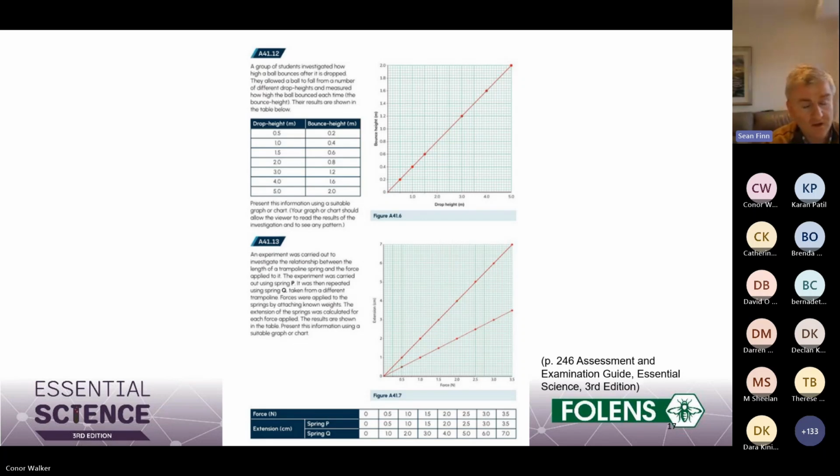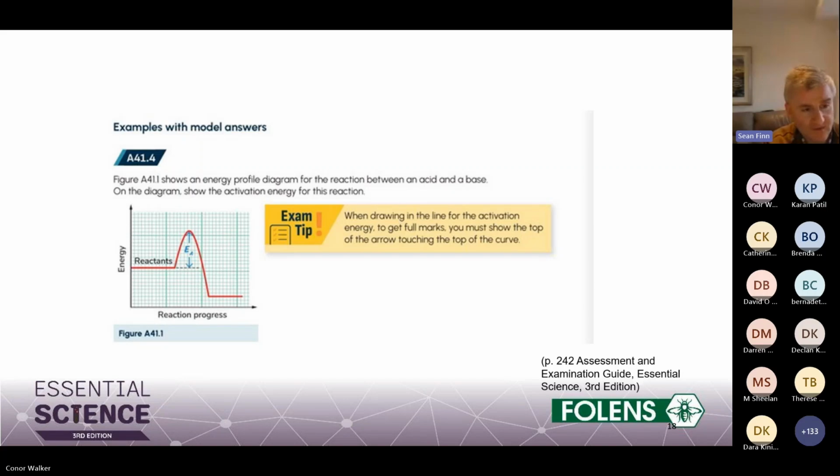throughout the assessment guide, not just in the chapter on graphs, but students have to interpret graphs right throughout the whole course. And in the next slide, we'll see that, as Declan said, we have model answers to some of the questions. Again, we're pointing out where students went wrong. When we spoke to people that actually corrected this exam paper, they were saying that the arrow here had to point from the bottom of the line right to the top of the curve.